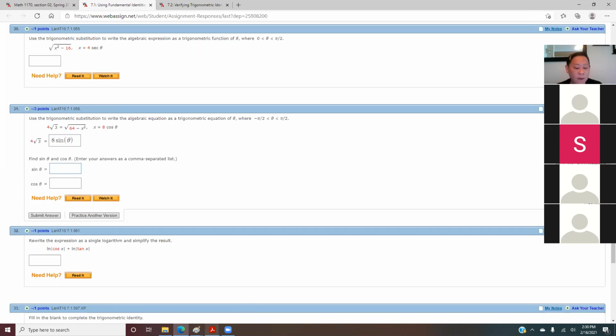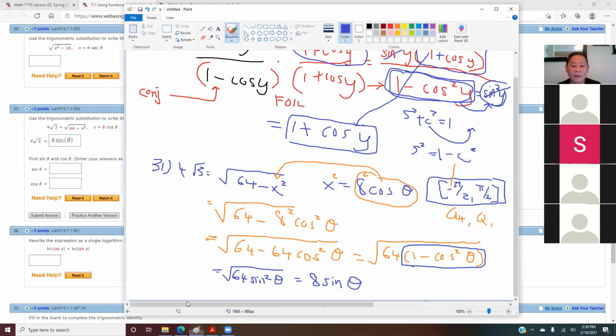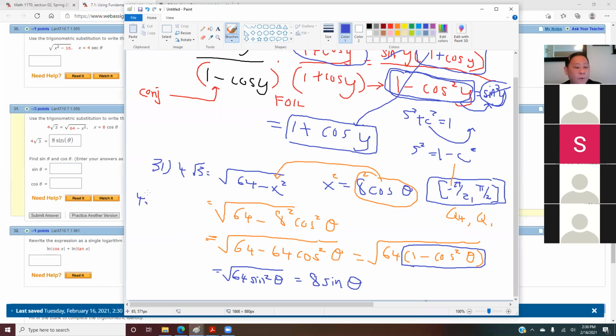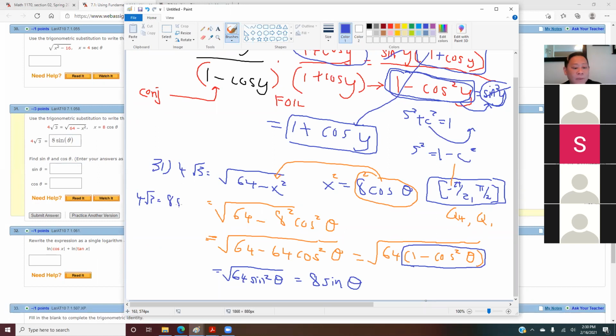Now, next we're going to figure out what sine theta is. As you guys know, 4 root 3 equals 8 sine theta. So you divide this by 8, and this can be reduced to 2. So sine theta in this case is the square root of 3 over 2. A lot of students just put root 3 over 2 in here. You get it wrong. The reason is that this 8 sine theta is in absolute value.